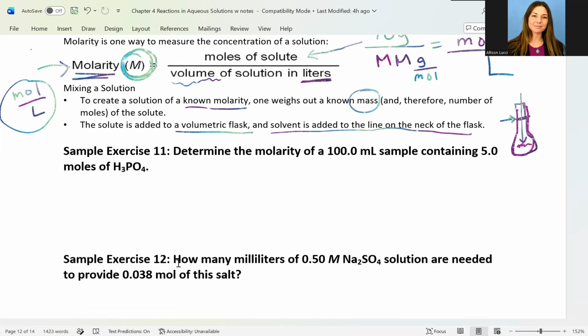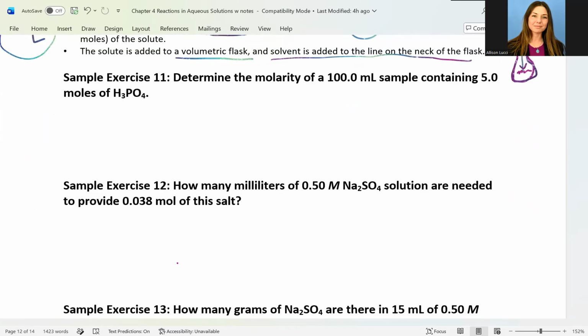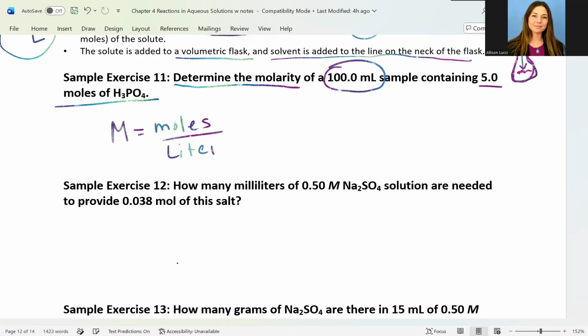Let's take a look at sample exercises 11 and 12 and see if we can, in number 11, determine the molarity of a 100 milliliter sample. And we have 5 moles of phosphoric acid dissolved. So we're going to remember that molarity is a measure of moles of solute divided by liters of solution. So the whole solution, and that's what we're given.